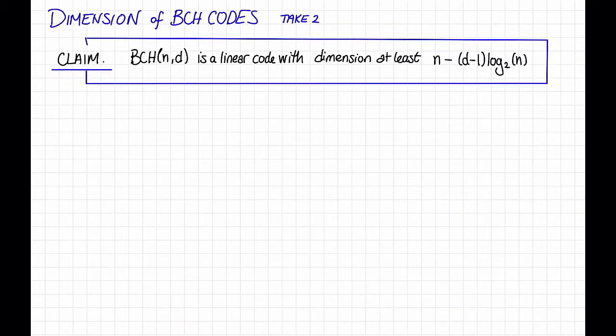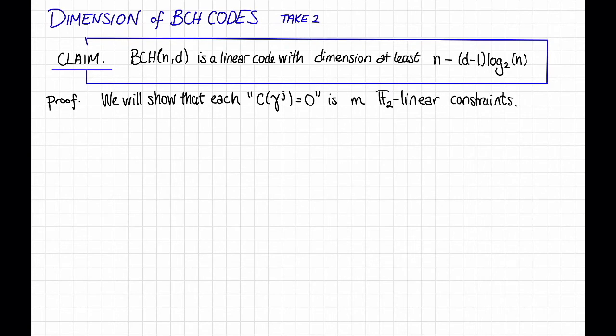However, we can fix this proof. So here's a new claim. I claim that the BCH code with parameters n and d is a linear code with dimension at least this. So n minus d minus 1 times the log base 2 of n. And this claim turns out to be true. Let's see a proof. So the basic idea is the same. We're still going to count constraints, but we'll do it correctly this time. What we'll actually do is show that each constraint, c of gamma to the j equals 0, is actually m different linear constraints over f2.